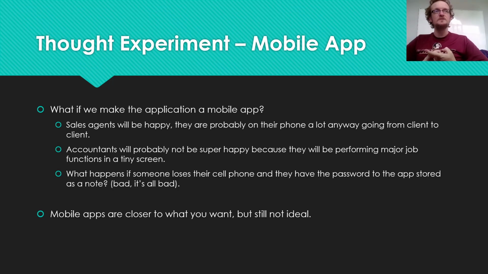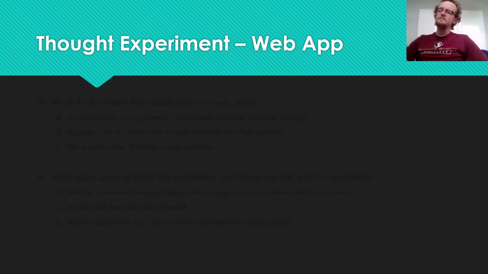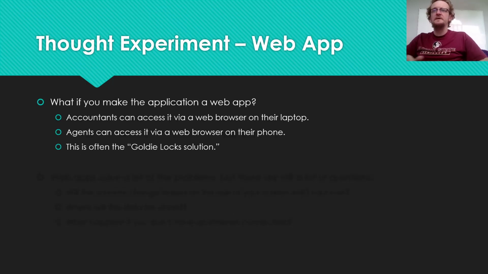A, the accountant can't use the hardware that they already have, and you have this security issue that isn't necessarily easy to fix. And so that's not necessarily ideal. We would go to the next one. So the next one would be a web application. What would happen if instead of a mobile app, we make a web app?